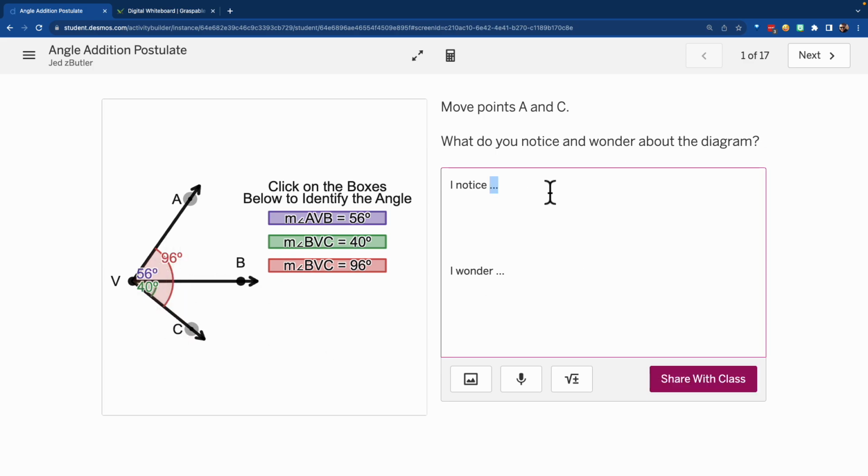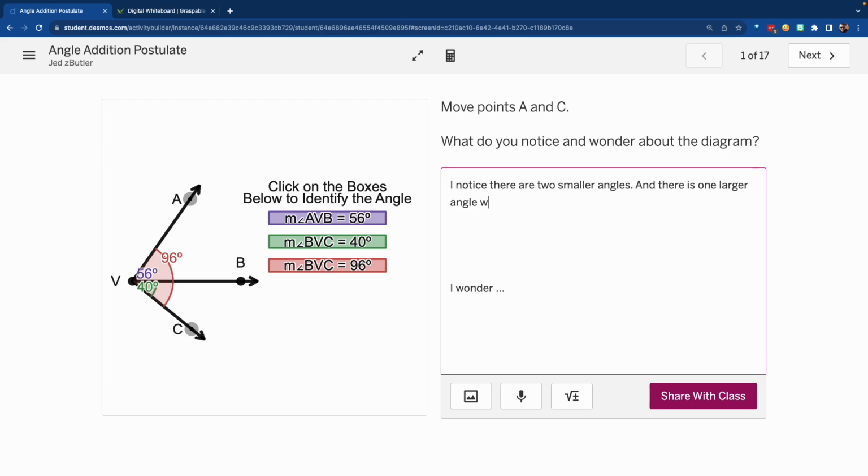I notice that there are two smaller angles and there is one larger angle when you combine them. I wonder, and this is where you would type a question, how do I solve an equation with this? Or can I use negative numbers? Is there such a thing as a negative angle? What about when I have a zero angle like that? Those are all good questions that could be asked.